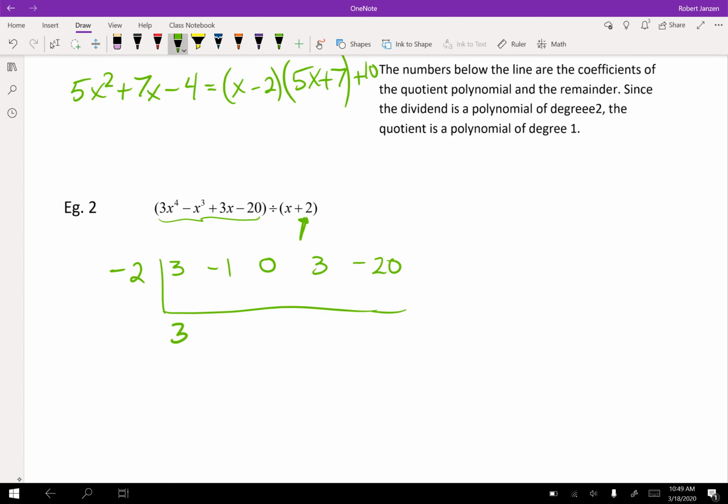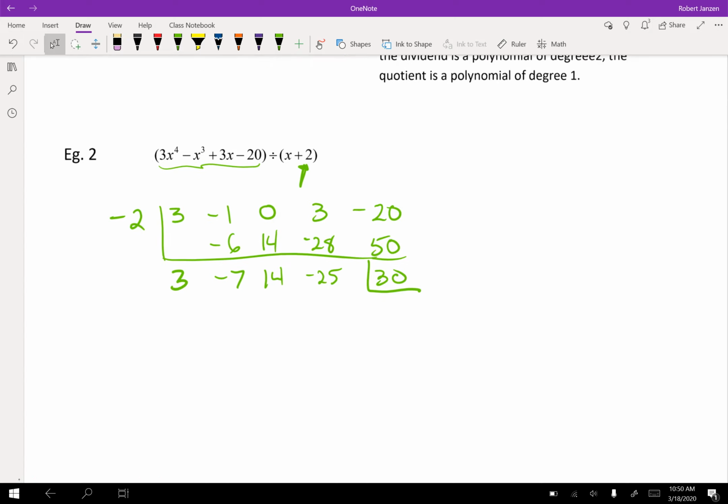So negative 2 times 3 is negative 6, add is negative 7. Repeat. Negative 2 times negative 7, 14, add, repeat. Negative 2 times 14, negative 28, add, repeat. Negative 2 times negative 25, 50, add, and we are done.